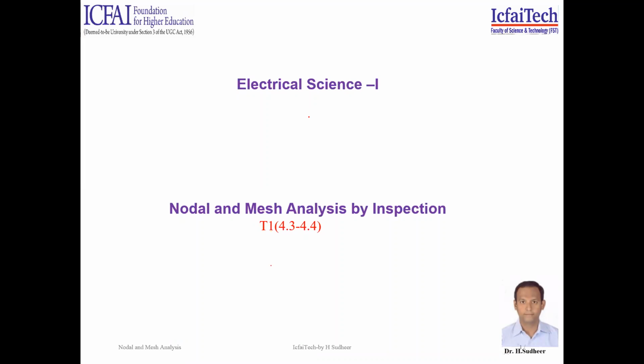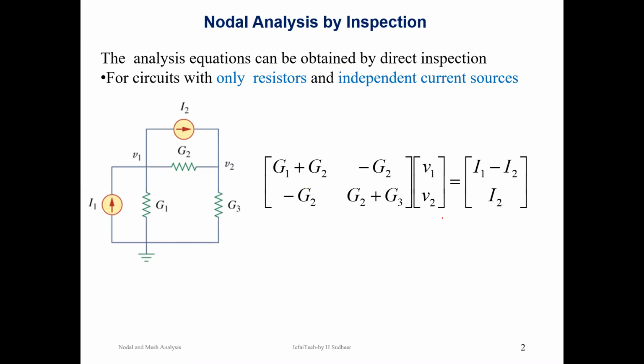In this lecture, I'll explain how to write down nodal analysis and mesh analysis equations directly by seeing the circuit. So, coming back to writing the final nodal analysis equation directly by inspection, the condition which we need to satisfy is that the circuit should contain only resistors and independent current sources.